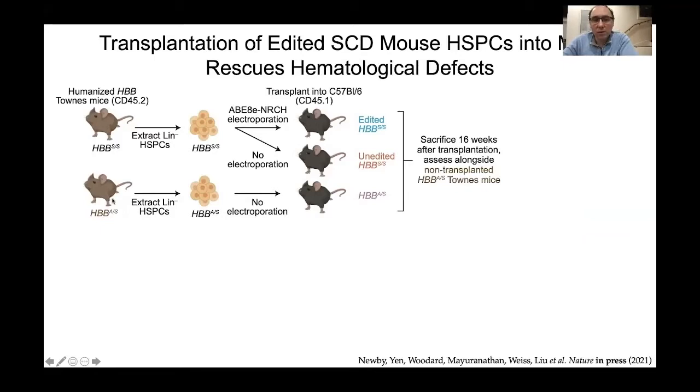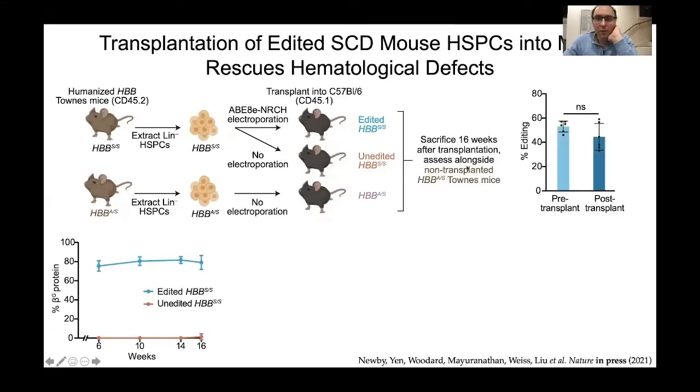These were used as positive controls in an experiment where we assessed whether editing and retransplantation of these mouse hematopoietic stem and progenitor cells could correct disease phenotypes. So we edited cells from the homozygous sickle mouse and transplanted these into one mouse population. We also transplanted unedited sickle cells as a negative control and transplanted healthy cells as a positive control. After 16 weeks, we sacrificed these mice and assessed their hematological parameters.